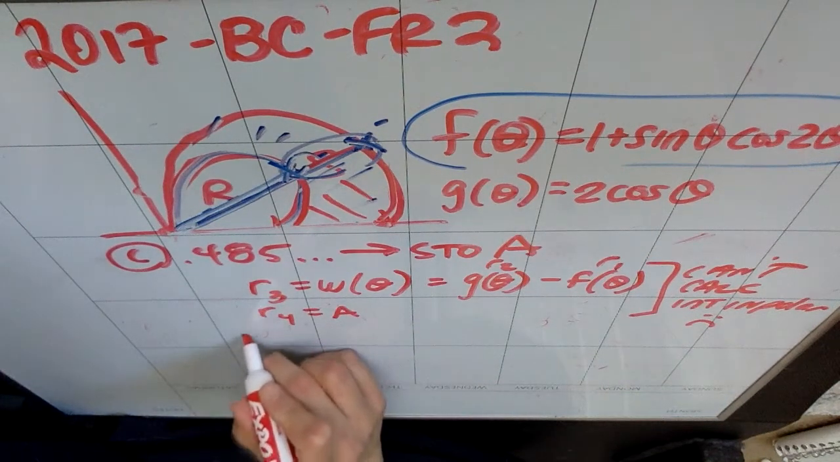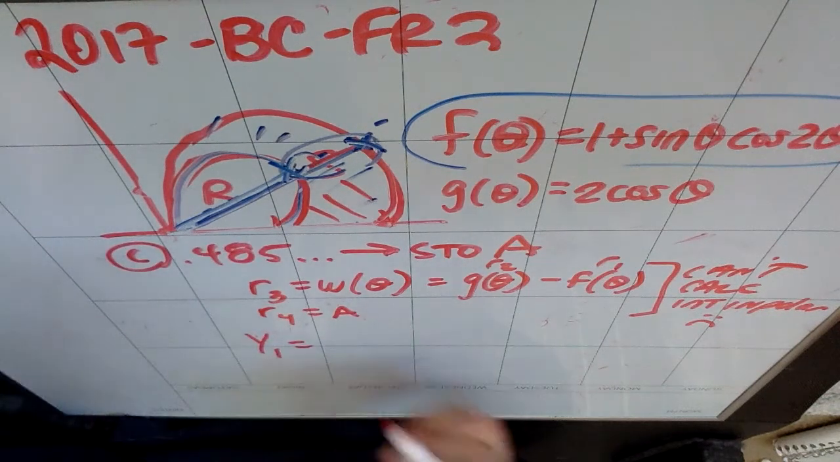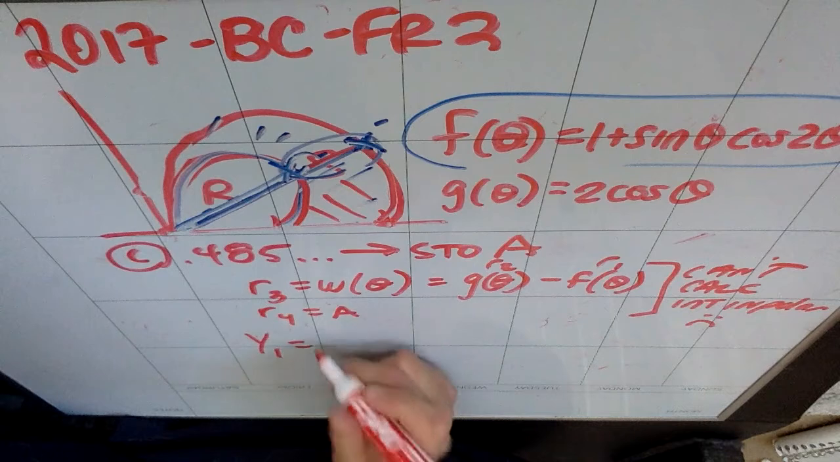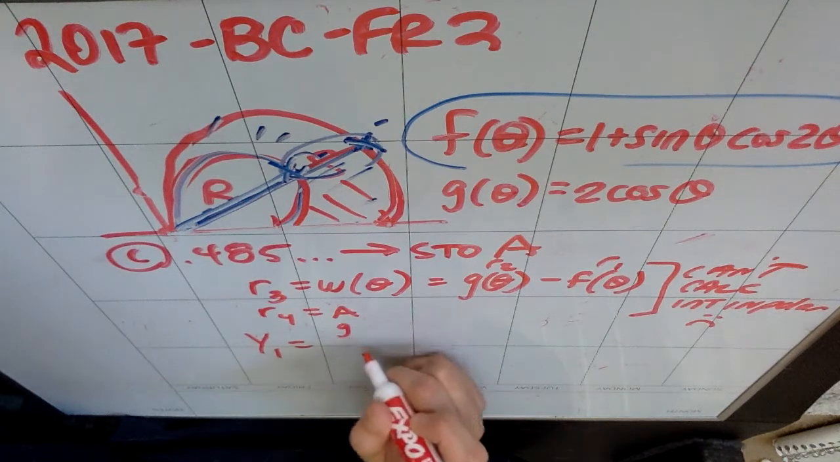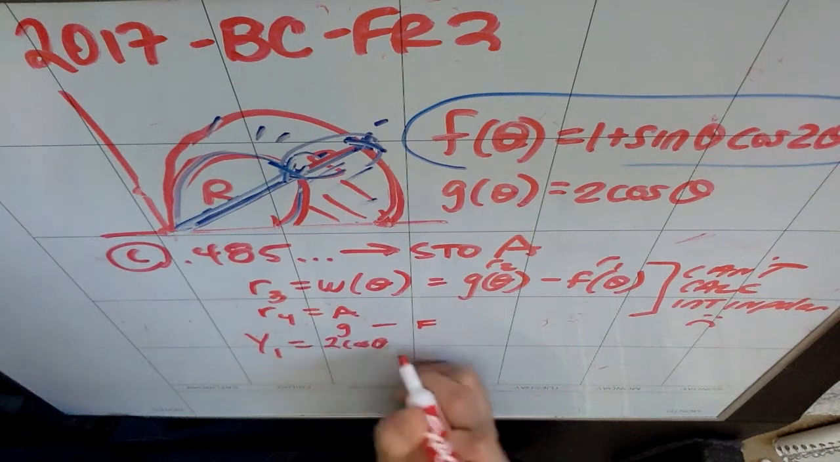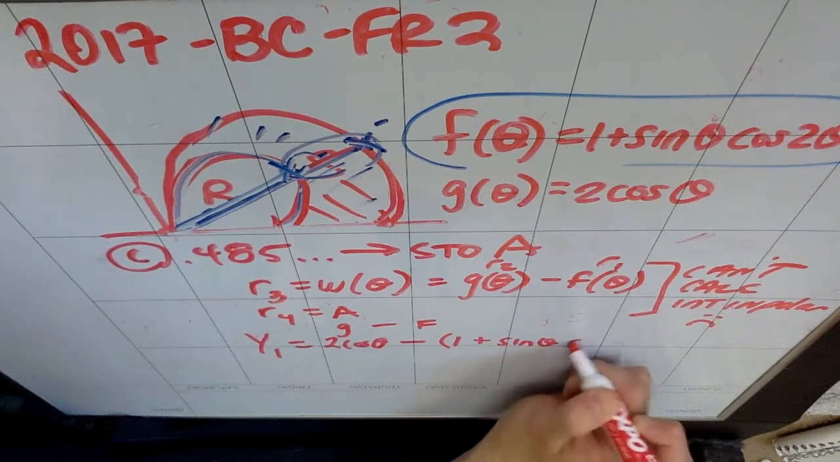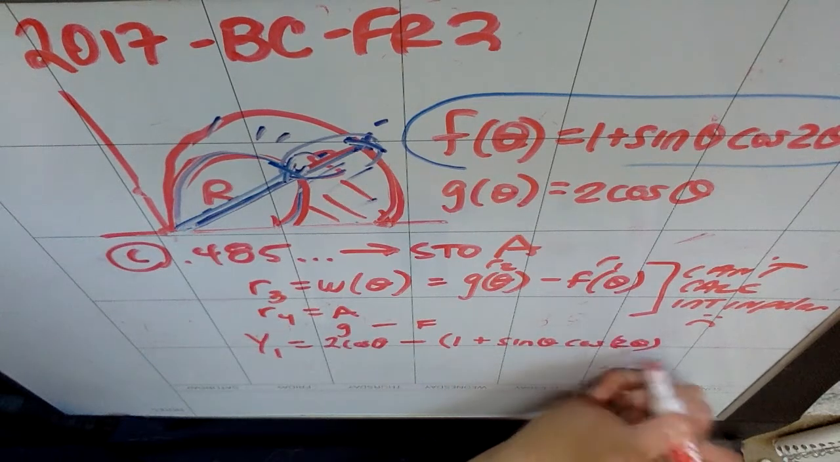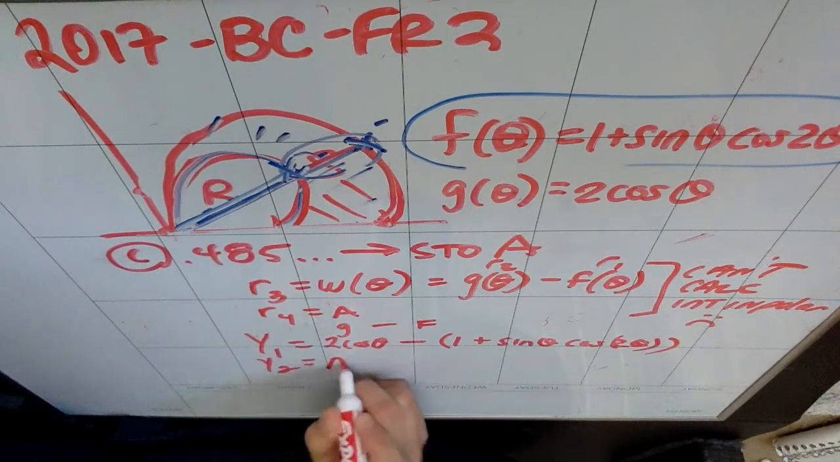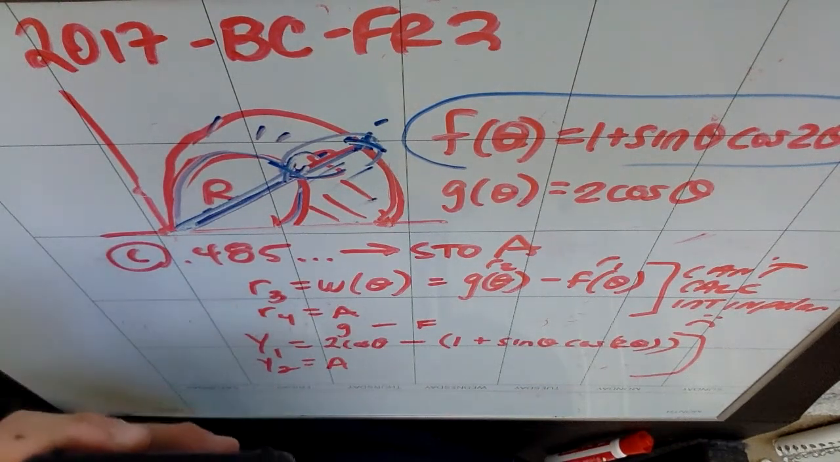I'm going to switch modes. I'm going to go to function mode. And in my y1, I'm going to put g minus f, but I'm going to do it in terms of x. So I'm going to put my g minus my f, which would be 2 cosine theta minus the quantity 1 plus sine theta cosine of 2 theta. And in my y2, I'm going to put the thing I called a, because these guys will let me second calc intersect.